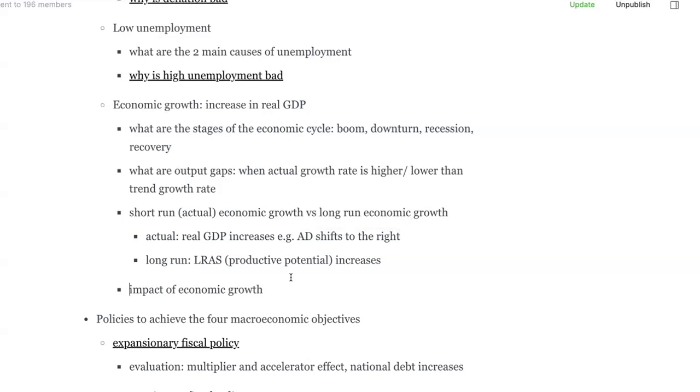So yeah, economic growth is good because it's linked to low unemployment. There'll be lots of jobs being created, confidence will be high, spending will be high, and then it can also lead to high inflation, especially if it's this actual growth, which is when AD shifts to the right, because when that happens, that causes pressure on prices.